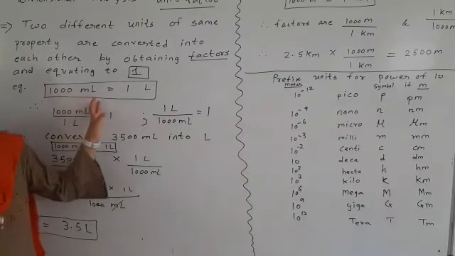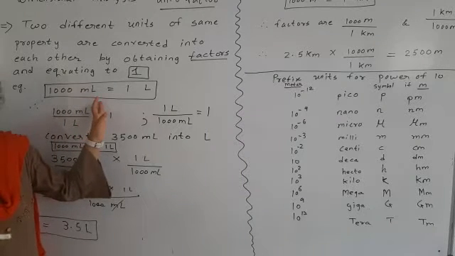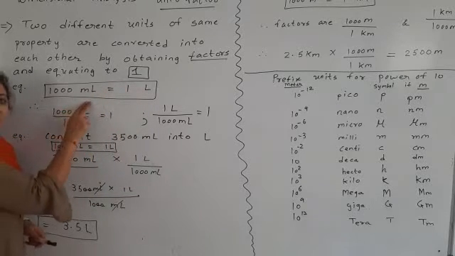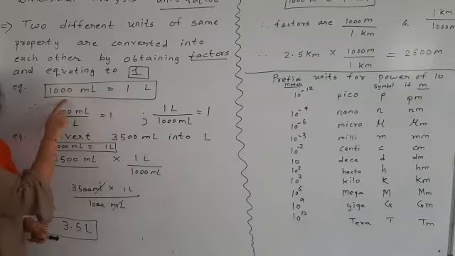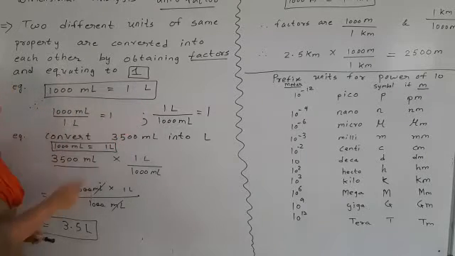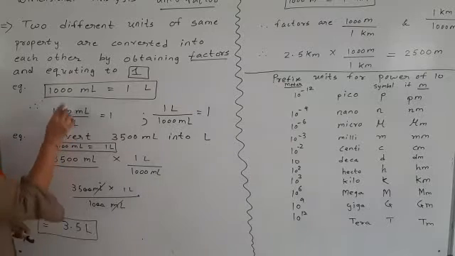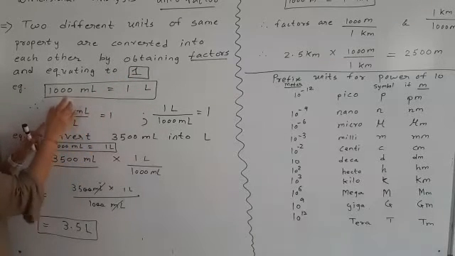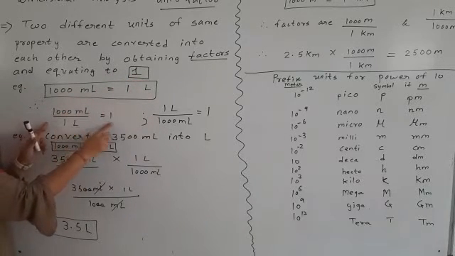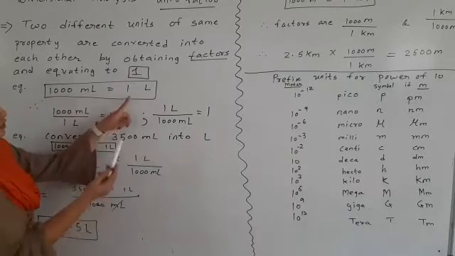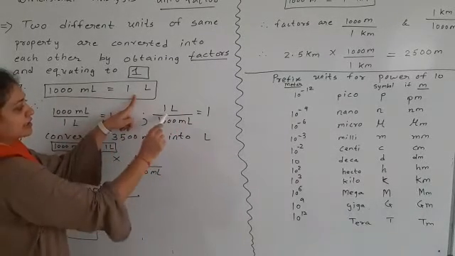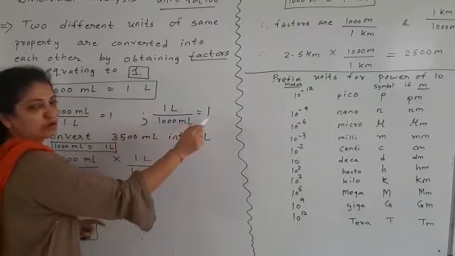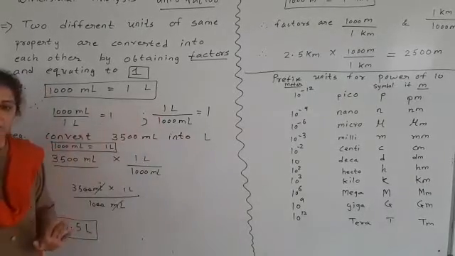Suppose my unit is for volume, and volume is expressed in liters and milliliters. The relationship between milliliter and liter is 1000 milliliter is equal to 1 liter. So the factors I will obtain are like this. One factor will be 1000 ml upon 1 liter. When you shift this term here, it becomes equal to 1. The second factor is 1 liter upon 1000 ml. This term, shifted here, is also equal to 1.